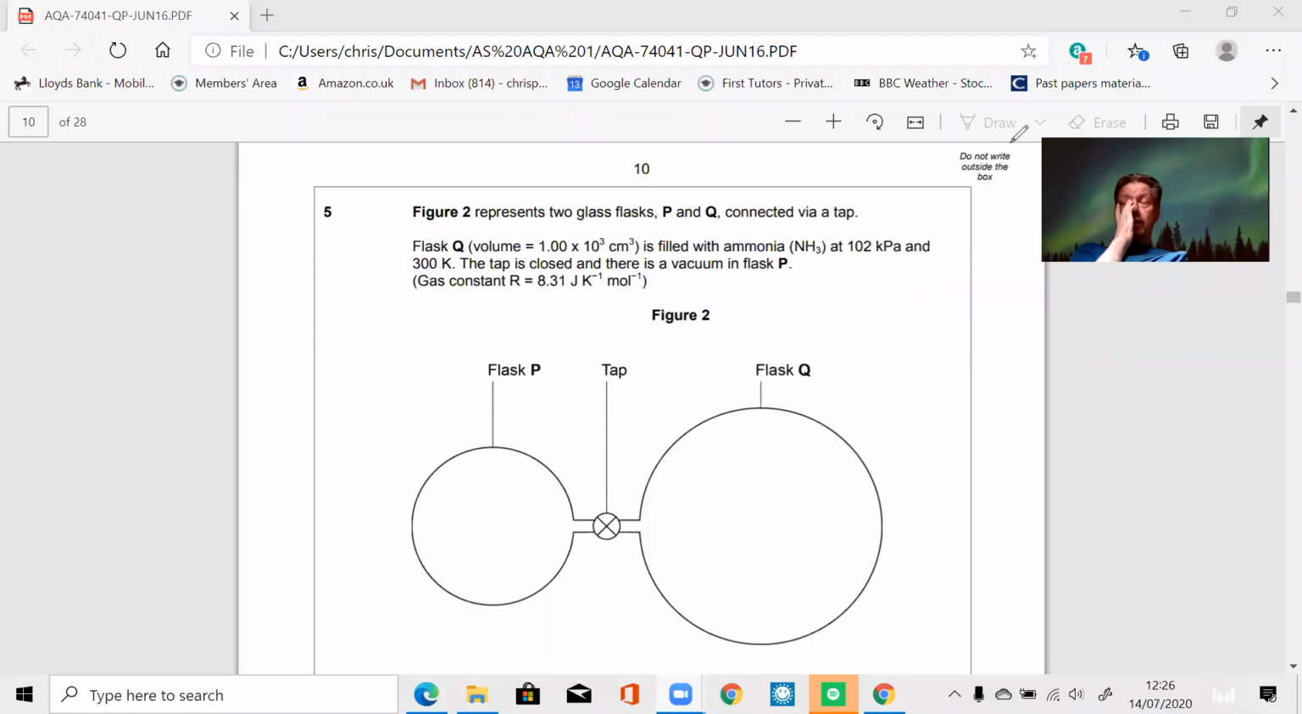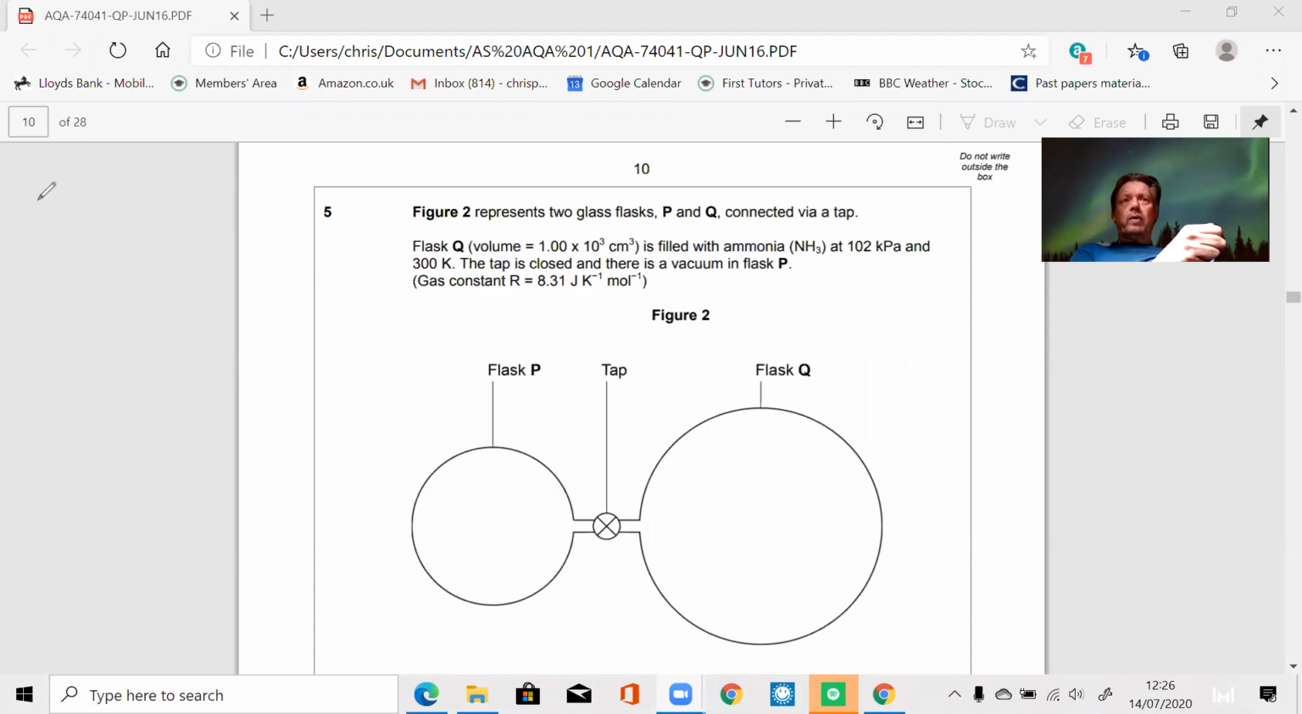This one is about the ideal gas equation. This is the fourth video in the series about amount of substance, where I'm simply going through past papers. I don't know what this one is. I think this might be a specimen. No, it's June 16, paper 1, AQA.